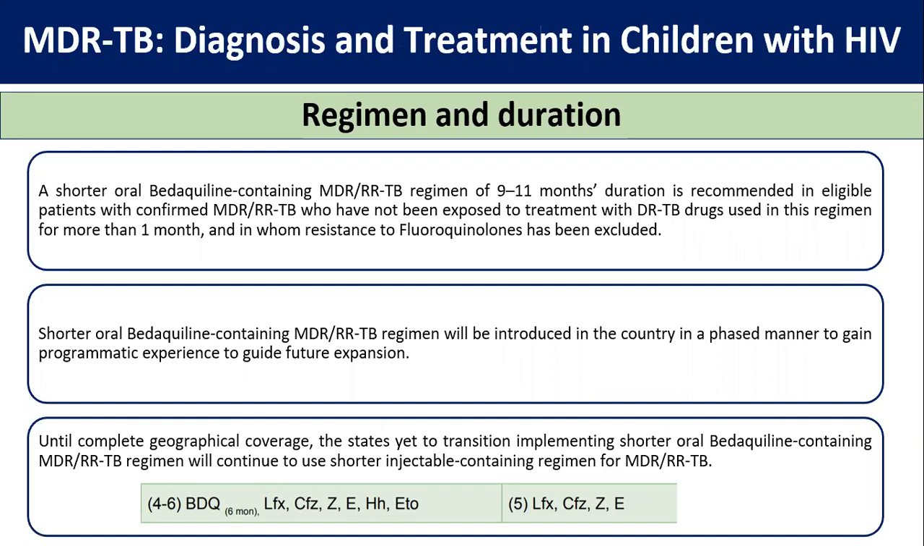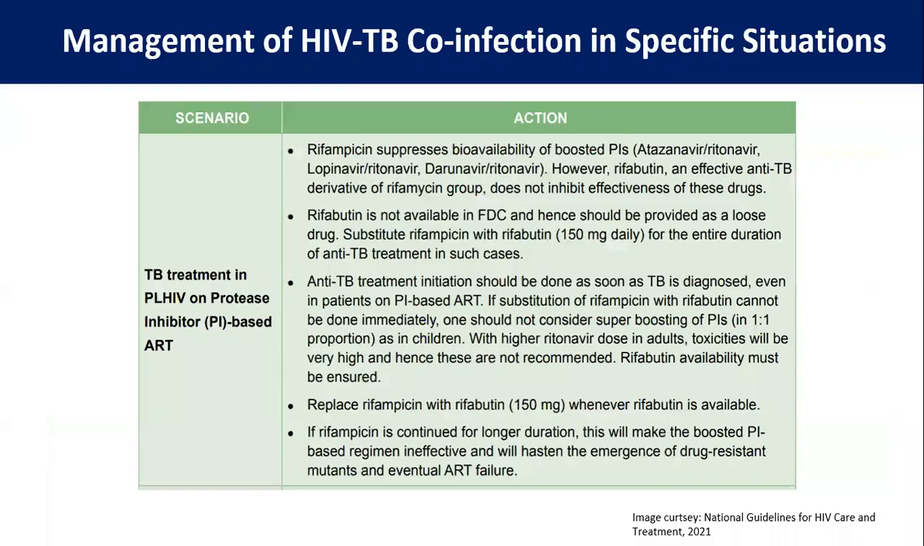Diagnosis and treatment in CLHIV, children living with HIV. Now, again, there are different possibilities. There is a short oral bedaquiline-containing MDR or RRTB regimen for 9 to 11 months. So all these decisions would be taken by the DRTB center. And we just need to know what kind of DRTB regimen, what molecules have been advised from the DRTB site, and what their side effect profile is, and how they interact with the ART molecules and the side effects of ART molecules.